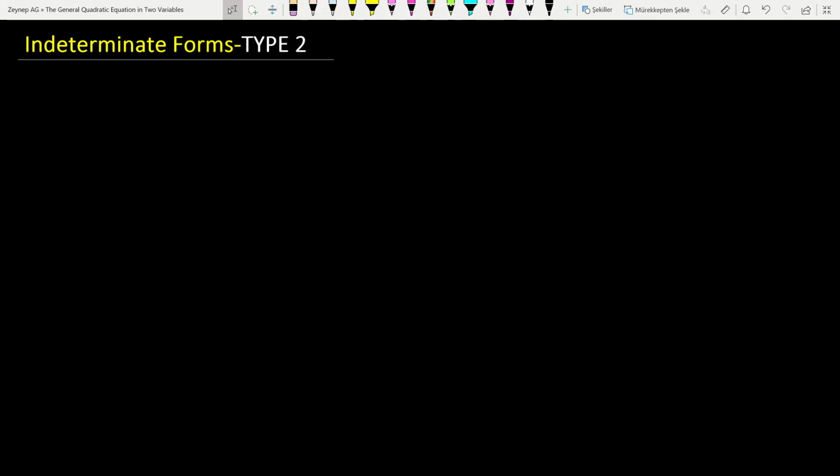It's not always possible to directly apply L'Hopital's rule. This is why we have the second case. If you have infinity minus infinity or 0 times infinity, then it means you have the second type of indeterminate forms of limits. So what can we do if we have this kind of limits?